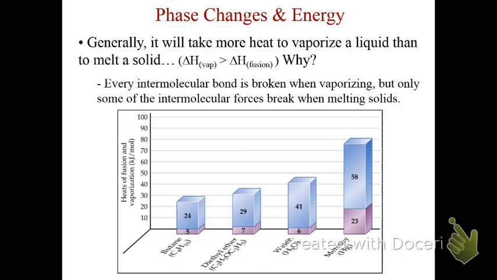Given the examples of butane, diethyl ether, water, and mercury. When we turn each of these into their respective vaporization or gas phases, we're noticing that they take a varying amount of energy in order to do that. The first three are very low, even to turn into a liquid, whereas mercury takes a little bit more energy. And then to go all the way to a gas phase, it's 58 kilojoules per mole for mercury, whereas with butane it would only be 24 kilojoules per mole.